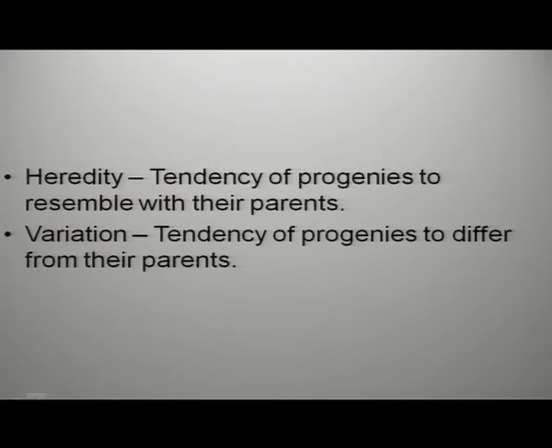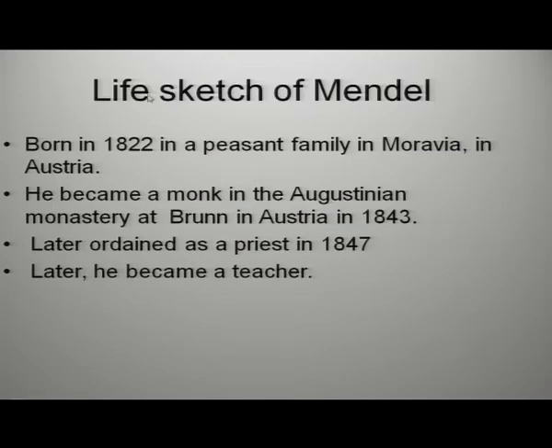As I told you in the introduction, what is heredity? The tendency of the progenies to resemble their parents in most of the characters. And if the progenies differ from their parents, then that phenomenon is known as variation. Now, before going to the details, I would like to present a life sketch of Mendel. He was born in 1822 in a peasant family in Moravia in Austria. He became a monk in the Augustinian monastery at Brunn in Austria in 1843. Later, he was ordained as a priest in 1847, and he became a teacher also.